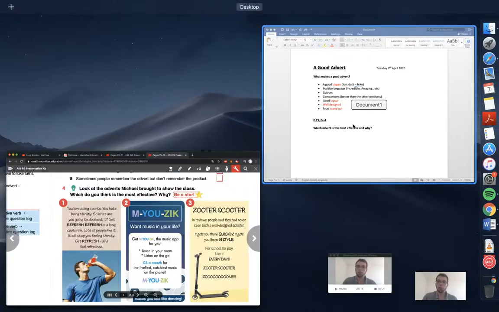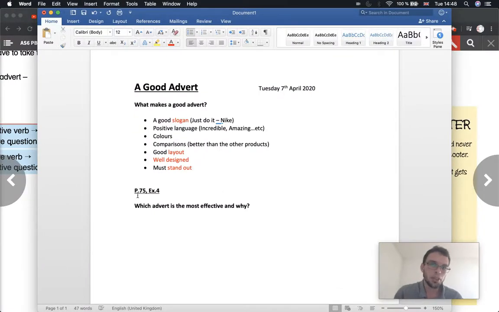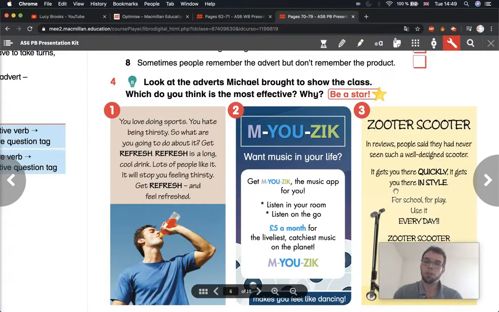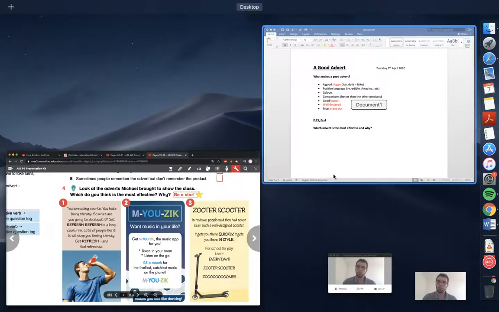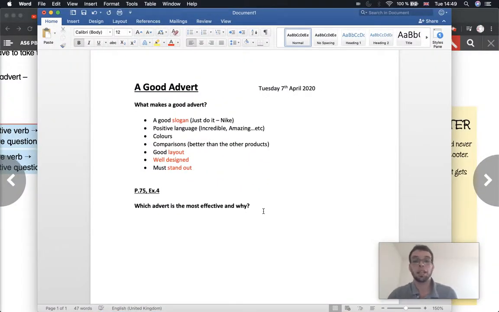All right, and we can write this in our notebook. All right, so I've just put the title here, page 75, exercise 4. Okay, and I've copied the question, which you can copy. Which advert is the most effective and why? Okay, so you can write your answer in your notebook. Just maybe like three or 4 phrases. Okay, nothing too much. Okay, so read the 3 adverts and which one do you think is the most effective and why? Okay, just write a couple of phrases in your notebook. All right, and when you've done that, you can take a picture and send it to the email or WhatsApp. Okay, and we'll check it.